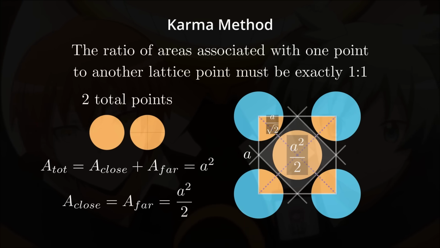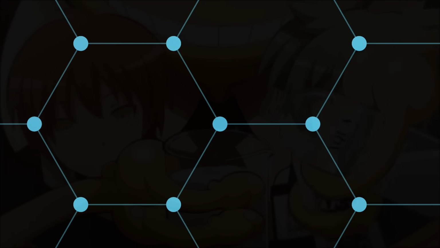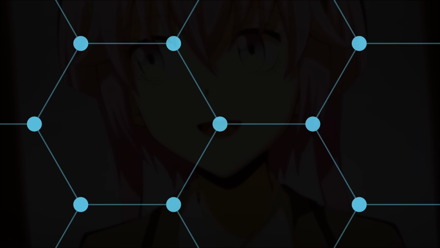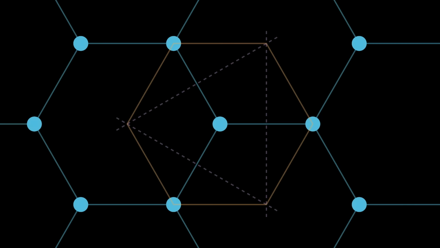This method might seem a bit convoluted for the system I've just shown, but for the 3D situation of the original problem, this sort of reasoning allows us to not have to do any complicated geometry. If you'd like to, try to use both Asano's method, bisecting lines, and Karma's method to find out the volume or the area of the domain for this hexagonal lattice.